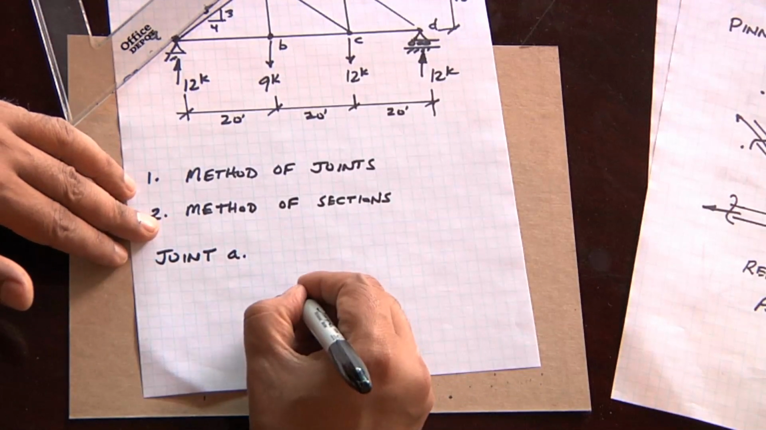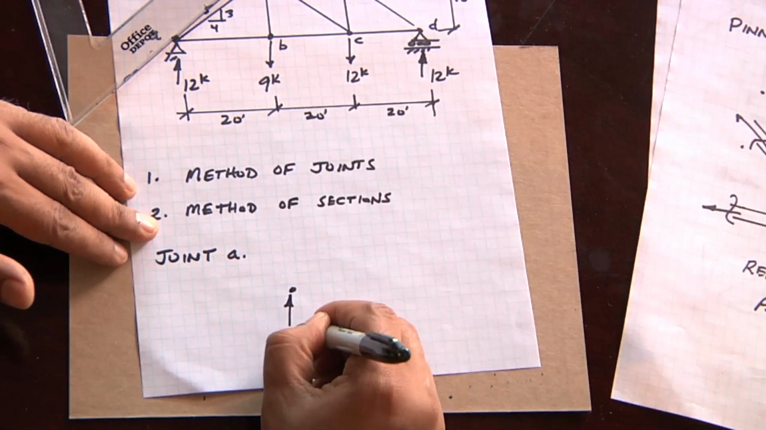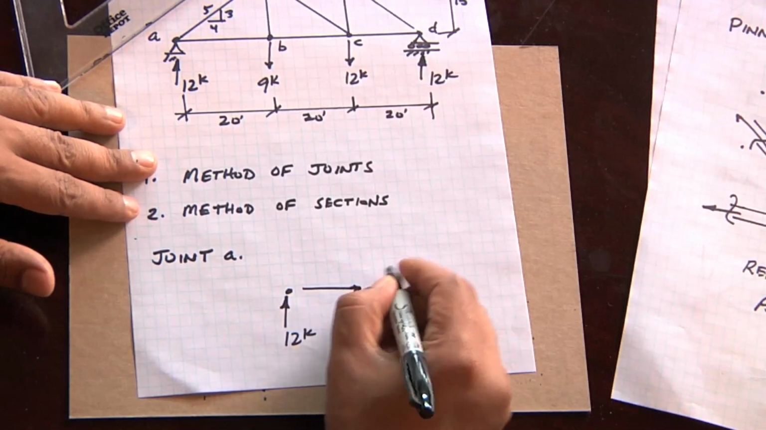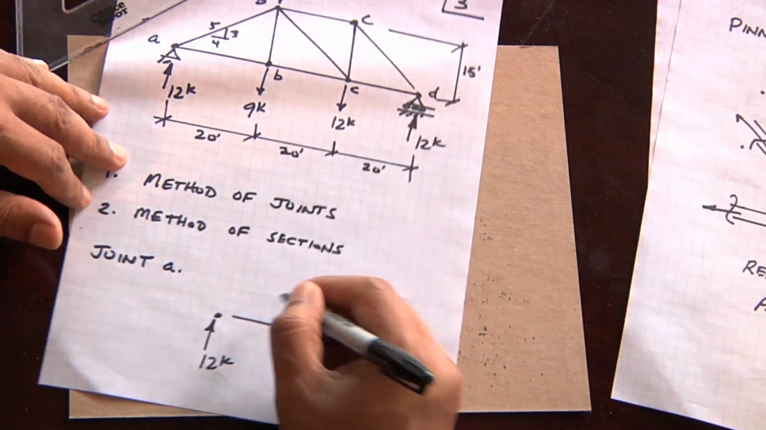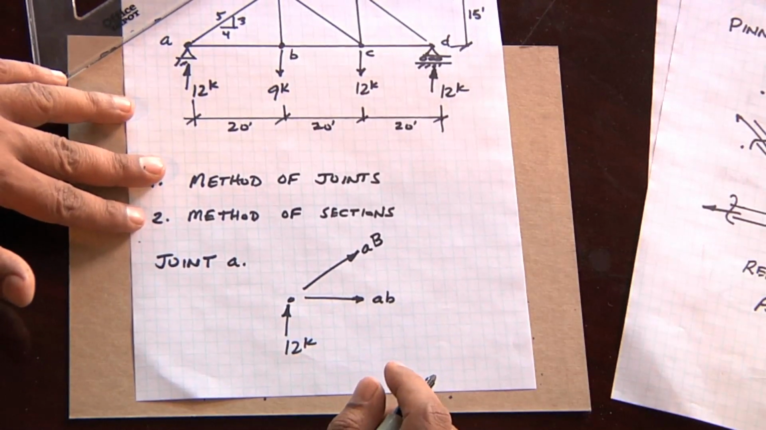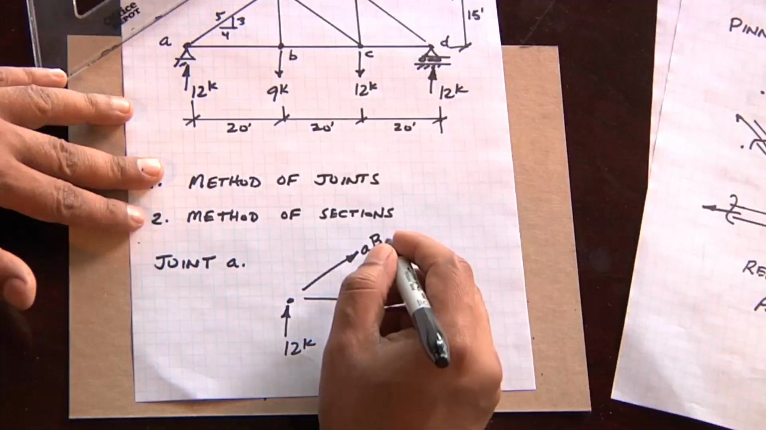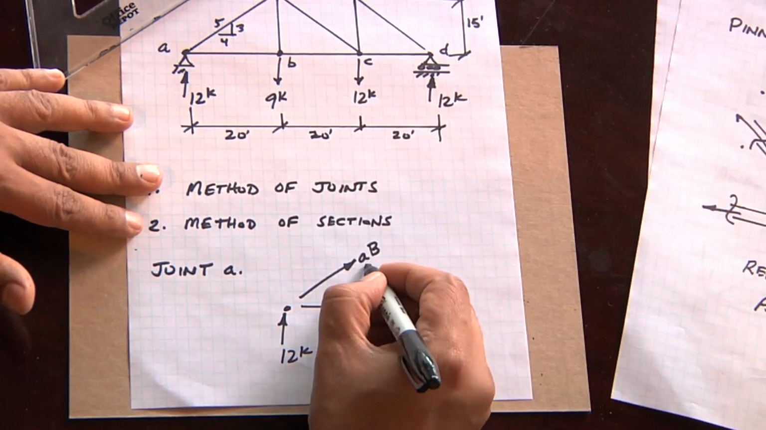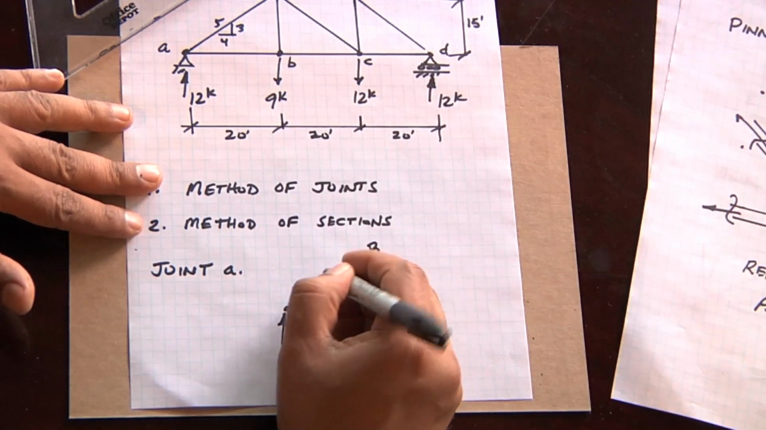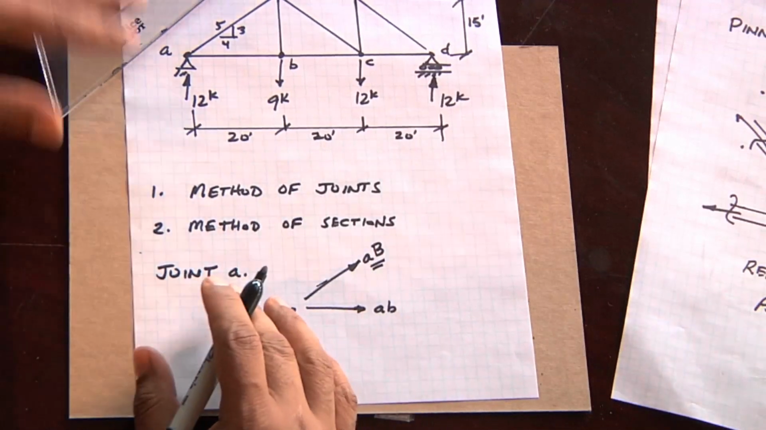So at joint A, we have an upward reaction of 12 kips, and we have two members, AB, A lowercase b, and A capital B. I've drawn them both in tension just for simplification for now, and I'll show you how we can determine which one is in tension and which one is in compression. I can tell you right now, just by looking at this diagram, that this is going to be going in the opposite direction. The reason is that this is broken up into two components. Let's look at the vector forces.